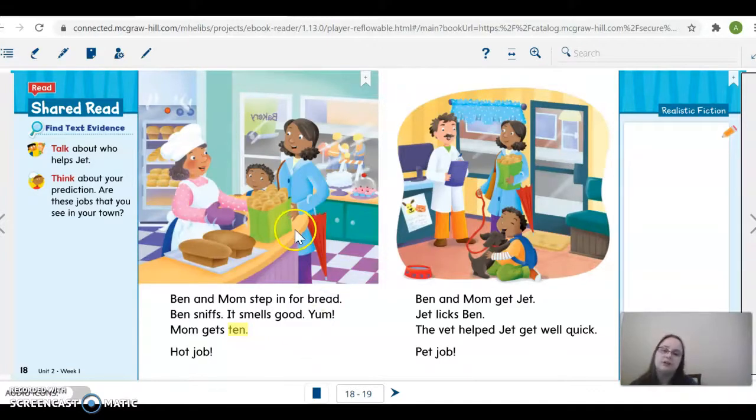And friends, it says hot job because this bread is steaming. So what job do you think this is? Okay, I want you to think about it for a second.